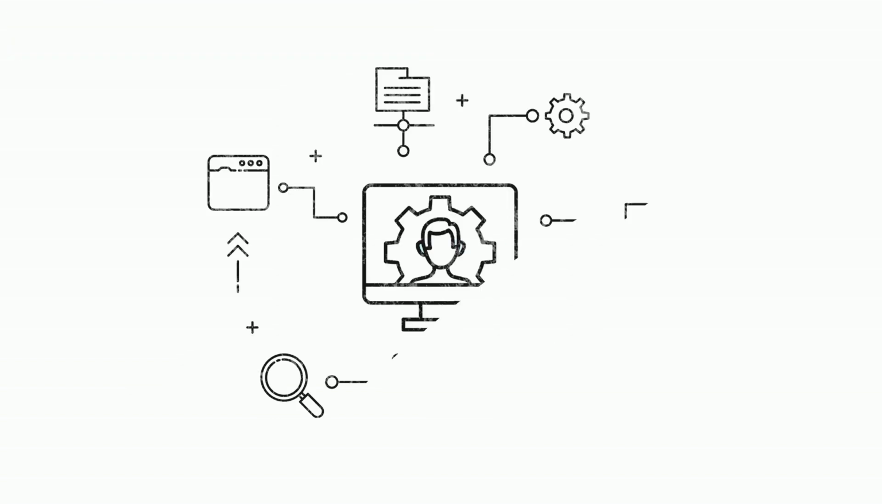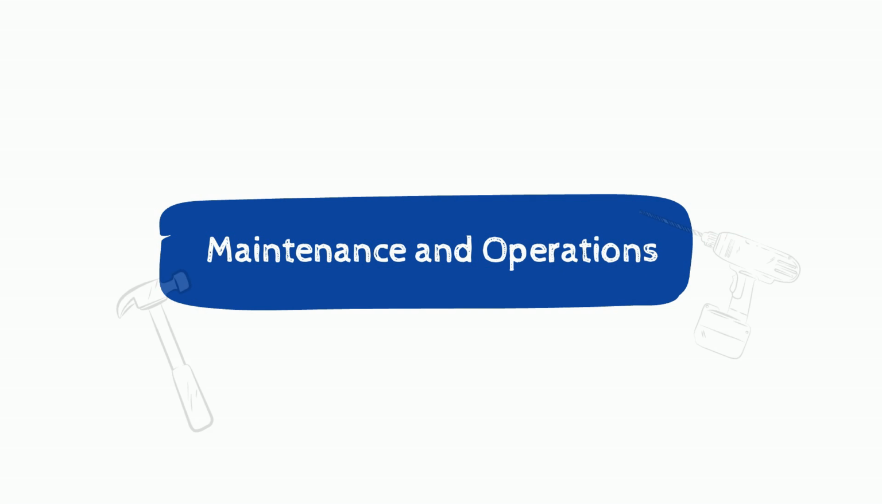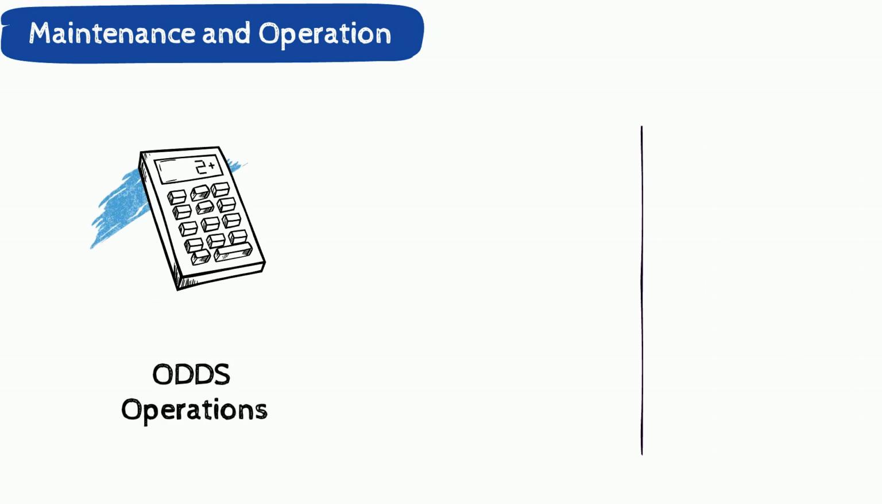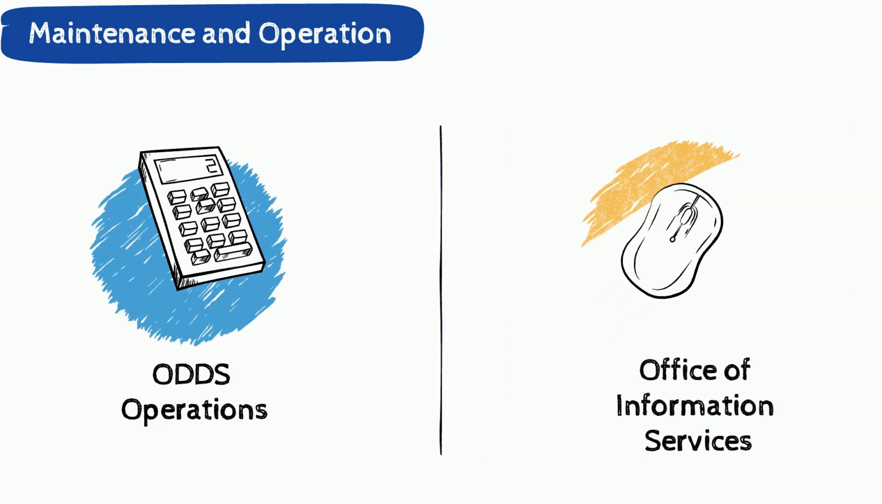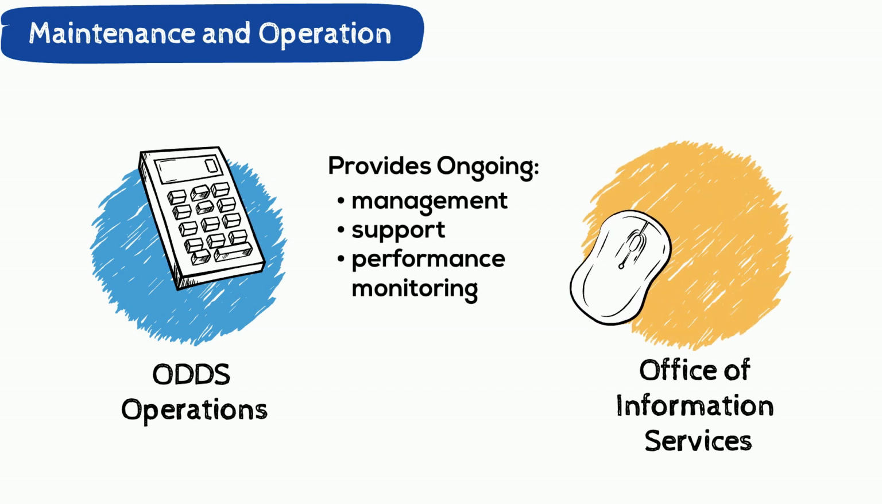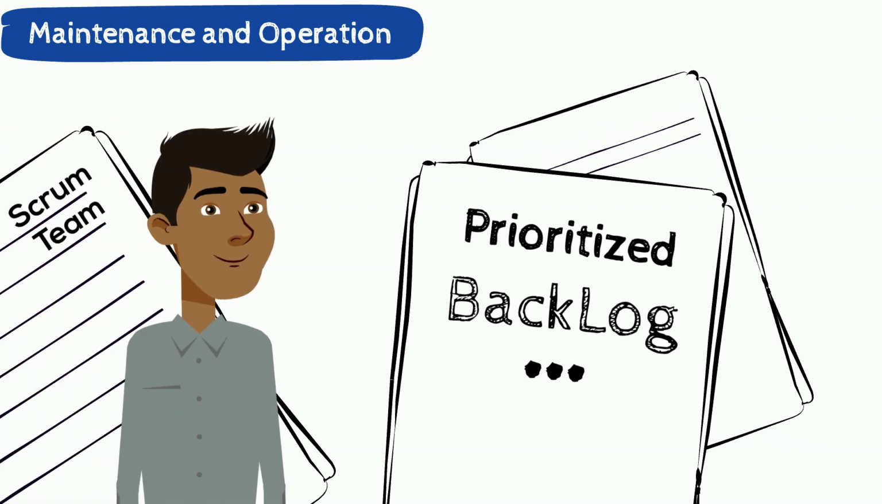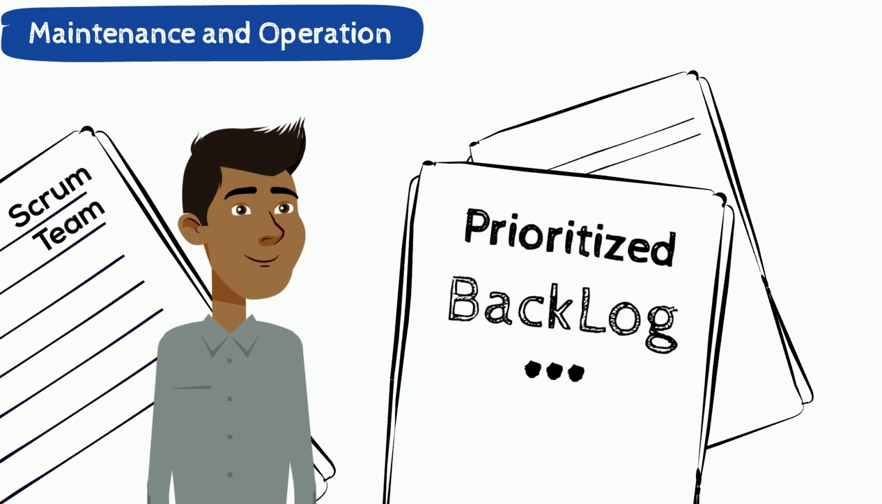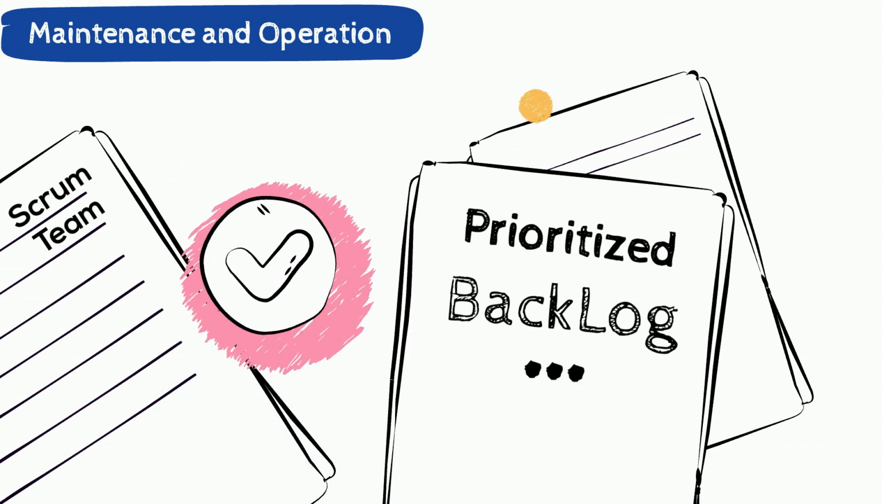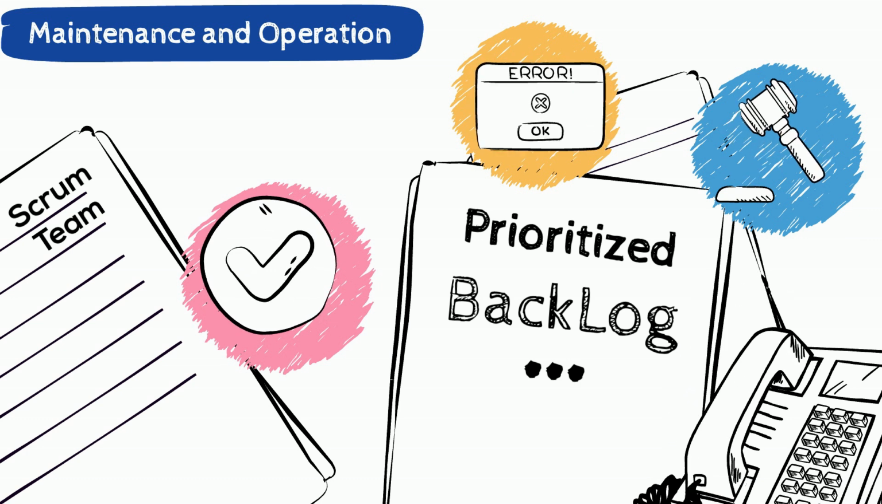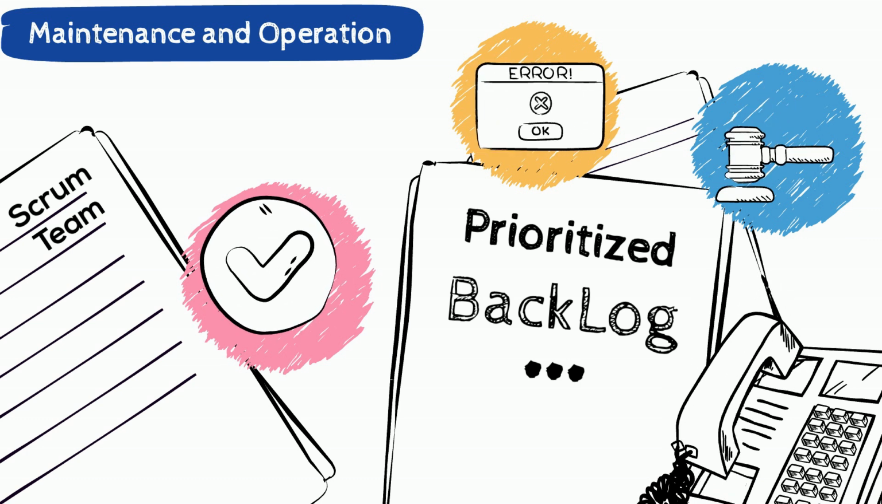Once the system is operational and most core features are live, we enter the maintenance and operation phase. The system is handed off to ODDS operations and Oregon's Office of Information Services for ongoing management, support, and performance monitoring. A prioritized backlog will remain in place. A Scrum team, dedicated to delivering new features in short cycles, will include state staff from the original project. This team will handle enhancements, defect fixes, and legislative or policy updates. Our feedback loops will stay open so we can continually refine and improve the system.